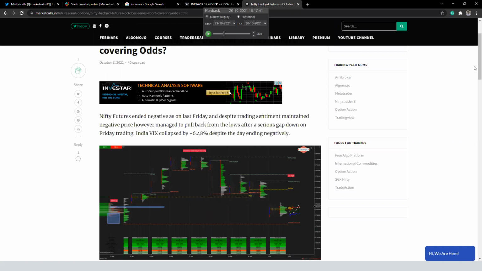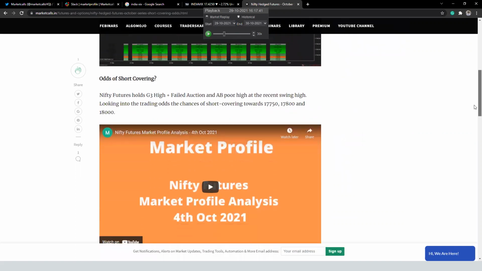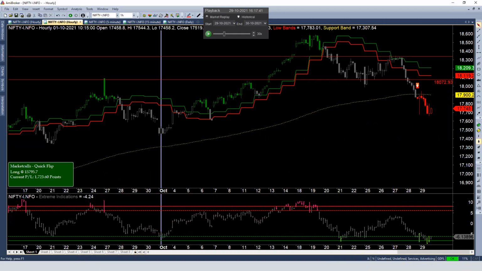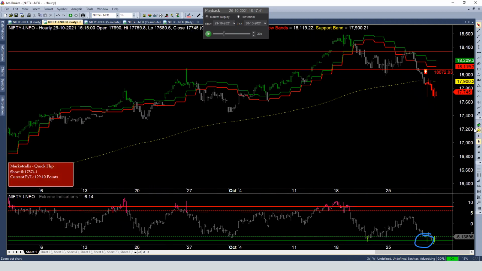So what we can understand from here is, I also gave a reason why there could be a short covering rally. A lot of important structures I had explained. One among them is the G3 high and failed auction, and then an AB power high. A lot of new interesting references were there last time. This time we have only one interesting reference. From the indicator perspective, we have a very important reference, the exhaustion. That is what makes me stop taking a bearish view. I generally stop taking my bearish view most of the time. The reason is like here also.